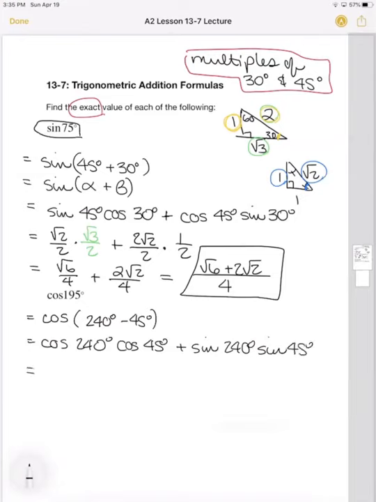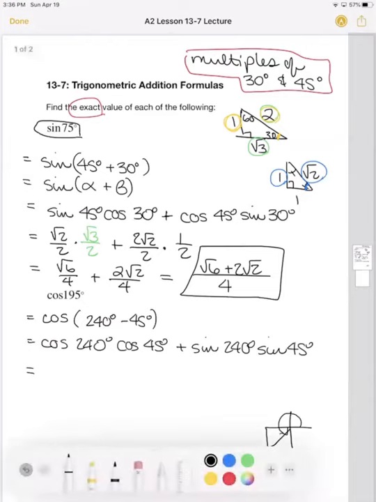Okay, now I'm going to go ahead and draw where 240 degrees would be. So 240 degrees is in the third quadrant. It's 180 plus 60, isn't it? So here it is. That is 240 degrees. But what I'm going to do is make a reference angle here. So 240 degrees, this reference angle is 60 degrees. It's 180 plus 60 is 240.